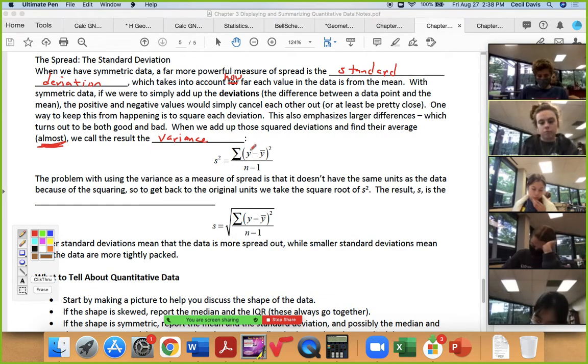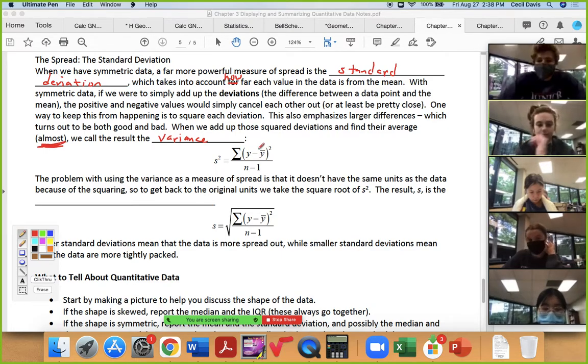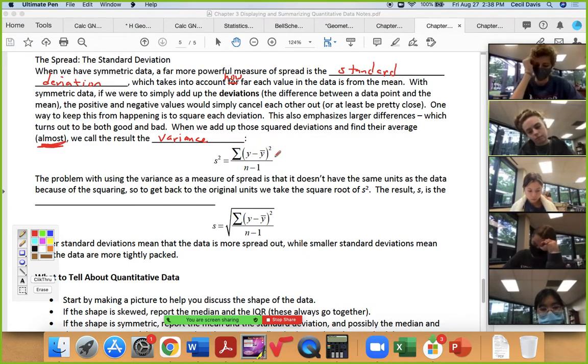So for every point in my data set, I'm going to take that point minus the mean, square it, and then add all those together. And I'm going to divide by n minus 1. Now, the problem with using this as a measure of spread is that our units now are squared. And you're like, I don't really want that. So what we do is we take the square root of s squared, and the result, s, is the standard deviation.